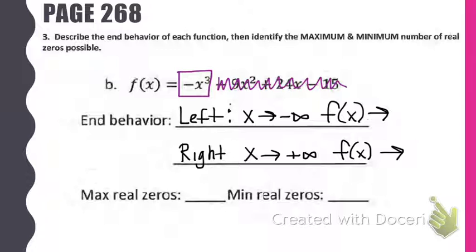So remember, this tells you what it's doing on the right. All right, so because this is negative, on the right side, it's going to go down because that's a negative x cubed. So because the right side goes down, what do you think is going to happen on the left? Is it going to go up or down? Show me with your thumbs, up or down.